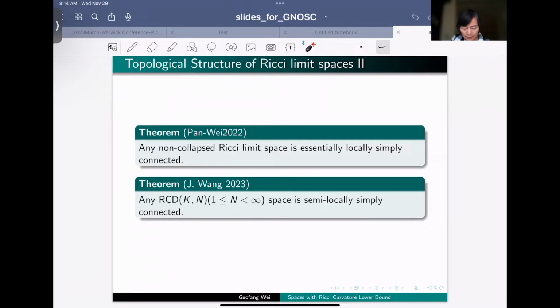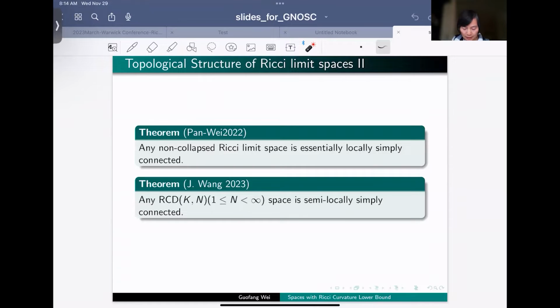We first proved it for non-collapsed Ricci limit spaces. It is actually not only semi-locally simply connected, it's locally simply connected. It's essentially locally simply connected. So in particular, the universal cover is simply connected. We proved this directly, without using the previous result.